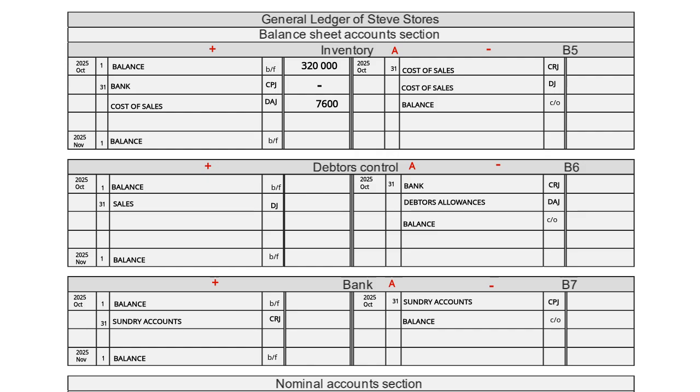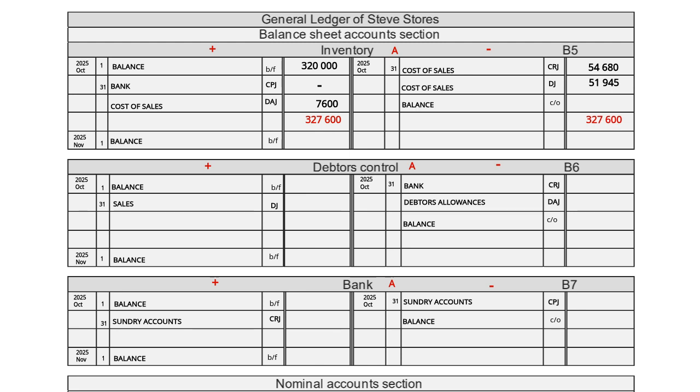Then if you go to your CRJ, the total is 54,680. Your DJ cost of sales total column is 51,945. Now we've posted all the entries that go to our inventory, so now we add up our debit side and we get a total of 327,600. We know that the credit side must also equal 327,600.